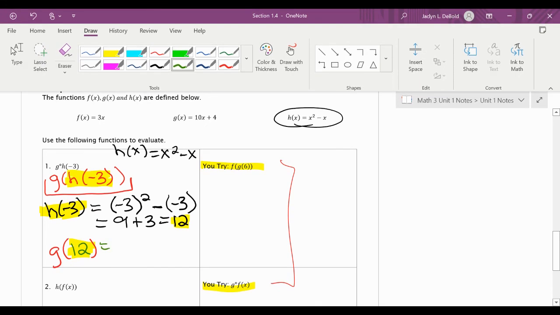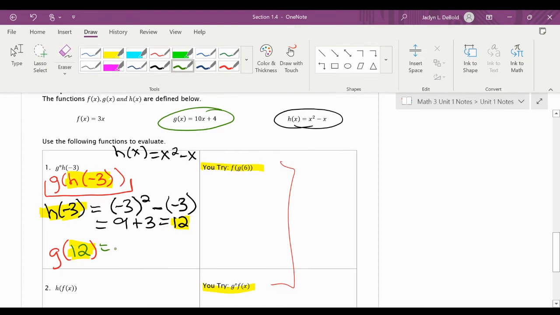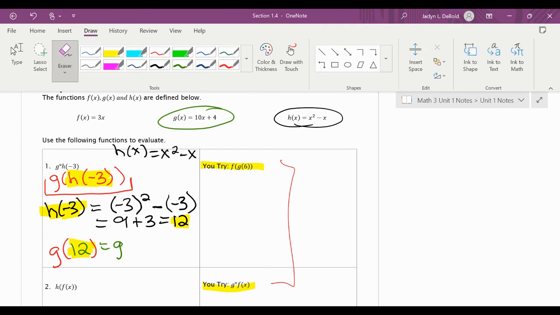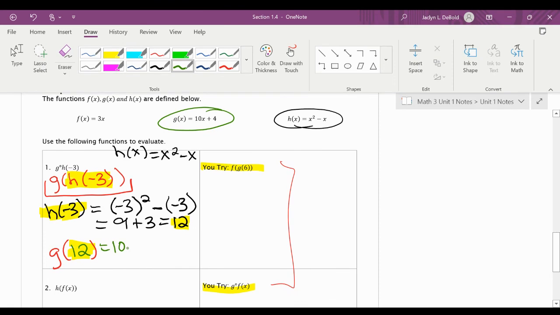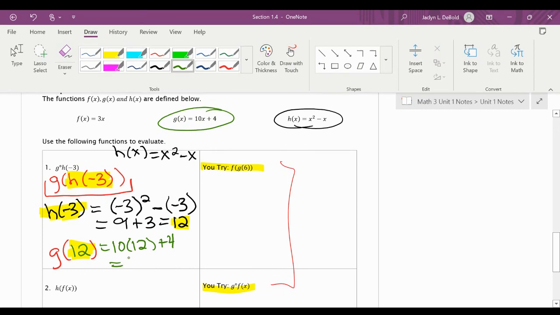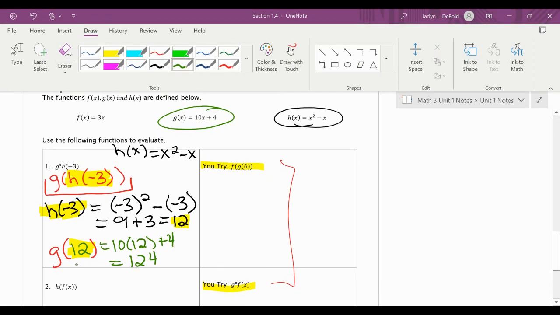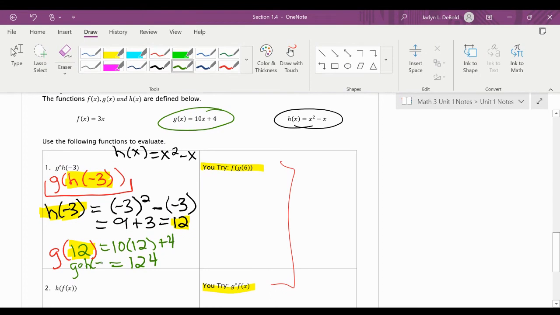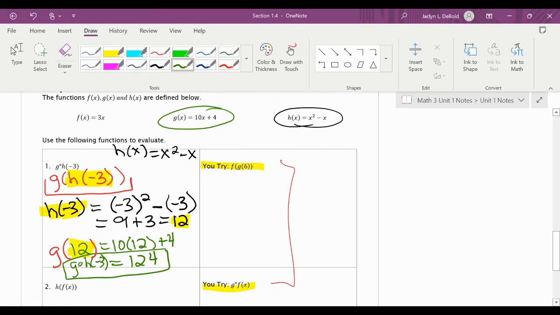So if I look at g, it is 10x plus 4, I'm going to put in 12 for 10x plus 4. And I'm going to get this to be 124. So what that means is g of h of negative 3 is 124. And that would be my final answer.